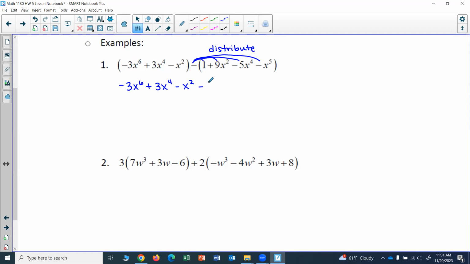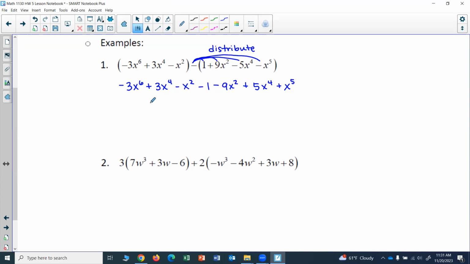Now I'm going to have minus 1, because that negative distributes, minus 9x squared plus 5x to the 4th, because the negative distributes and a negative times a negative gives me a plus, so plus 5x to the 4th, and then plus x to the 5th. So distributing a negative changes all the signs that are inside the parentheses. Now that I've distributed, I can go ahead and look for like terms.